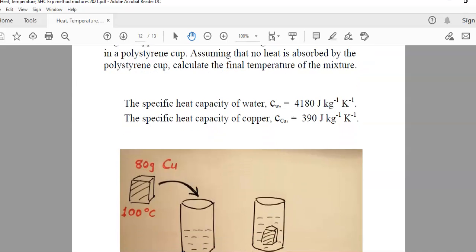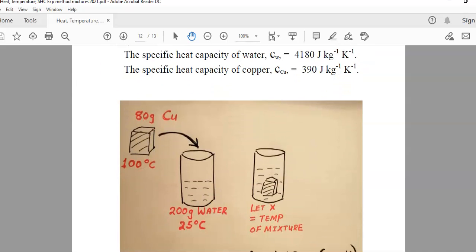I am a visual thinker. I like to see diagrams and they help me to understand what's going on. So here we are, 80 grams of copper at 100 degrees Celsius, 200 grams of water at 25. We dump the copper in. So the temperature of the mixture will obviously be bigger than 25, because the water will go up in temperature, and below 100, because the copper will come down in temperature. Let's call this new temperature of the mixture X degrees.